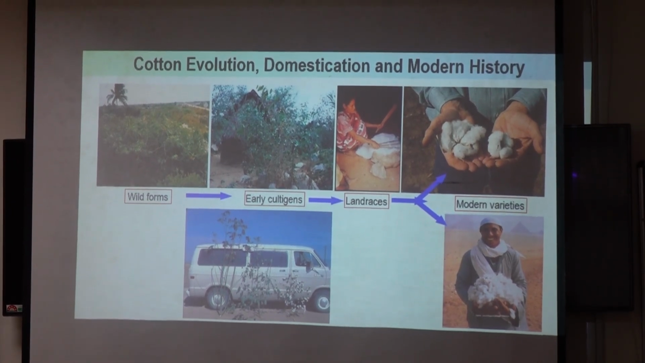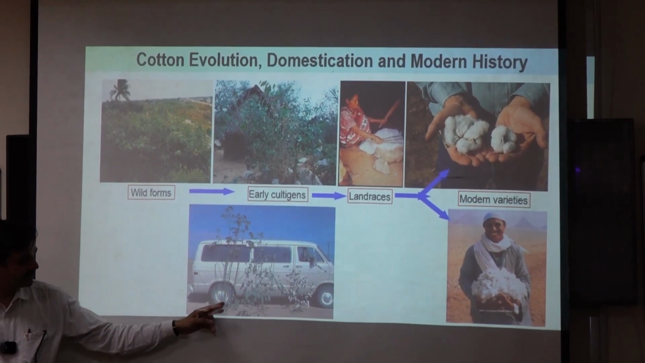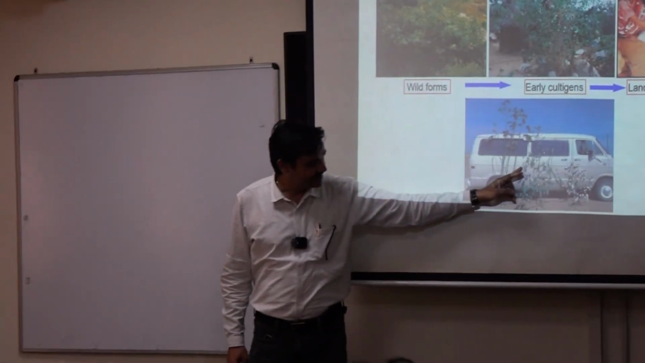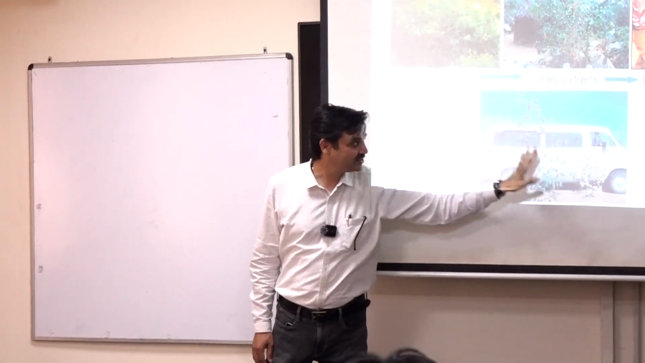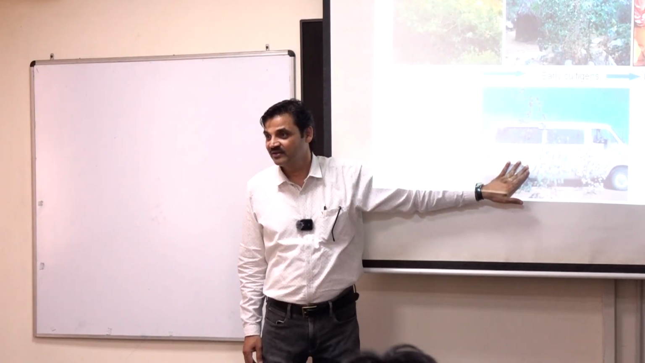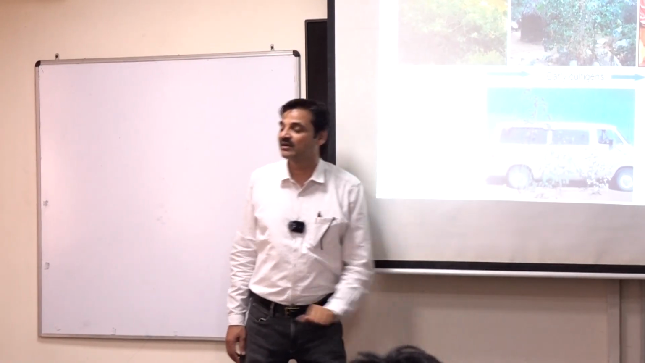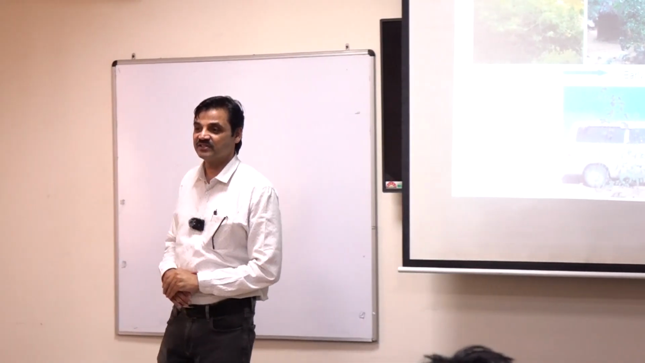If you see, this is wild cotton, right? Modified, and this is modern cotton. You can see more flowers. Here you hardly have a flower. This is how produce is being modified under domestication.